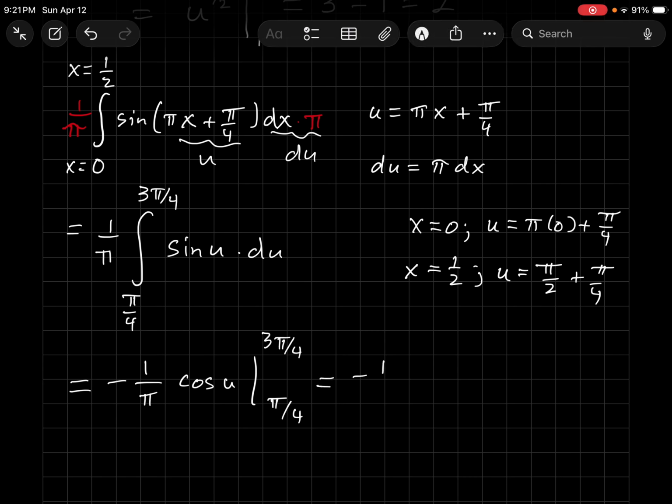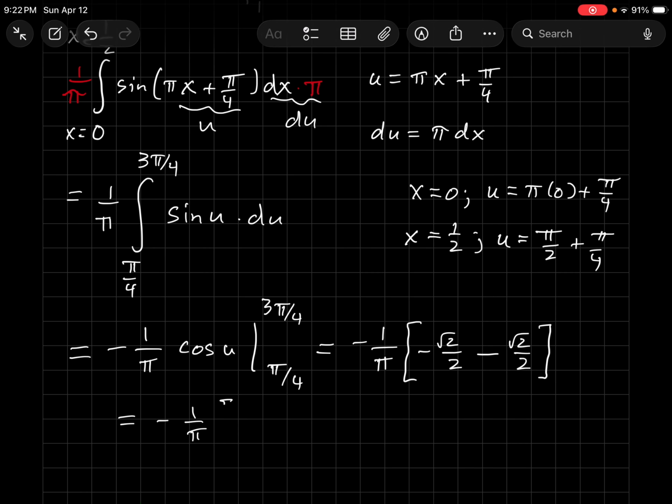I like to leave my constants alone until the end. I'll just pull it outside. And now we do the fundamental theorem of calculus part 1, where we plug in the top limit. So the cosine of 3 pi over 4 is negative root 2 over 2, minus the cosine of pi over 4, root 2 over 2, giving us negative 1 over pi times negative 2 root 2 over 2, or negative root 2, for a final answer of root 2 over pi.